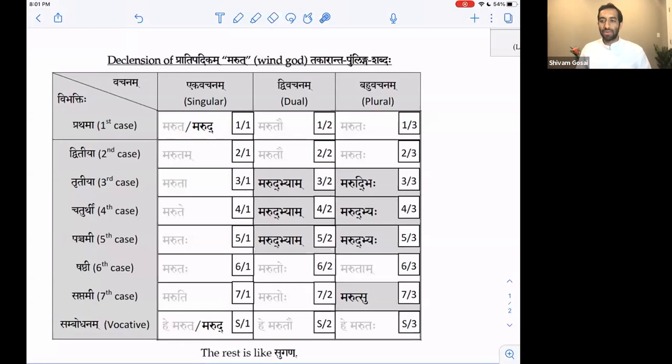Why is 7-3 marut-su? Yeah, so we can simply see it right now, right? Marut, and what's the 7-3? su. So we just add them, marut-su. Now, this is in the pada section, so it should become marud. But because there's another sandhi rule, which we haven't seen, it goes back and becomes marut. But it does first get applied, so you do see marud-su, and then it becomes marut-su.